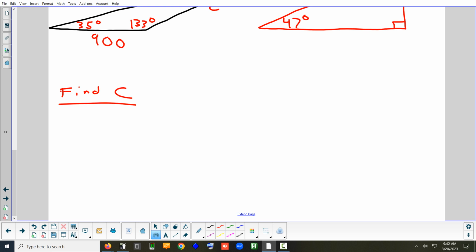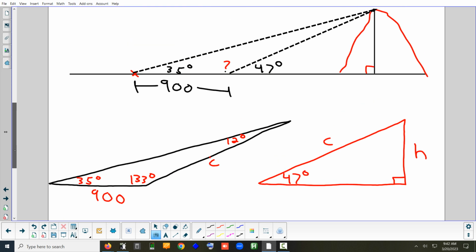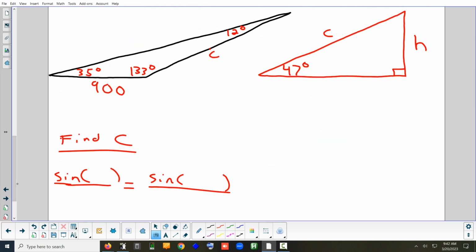What trig function has opposite and hypotenuse in it? Is that sine, cosine, or tangent? Yeah, sine. So this is not law of sines anymore. This is solving a right triangle, which you could use law of sines, but that's more work. So sine 47 equals opposite over hypotenuse. What's my opposite here?